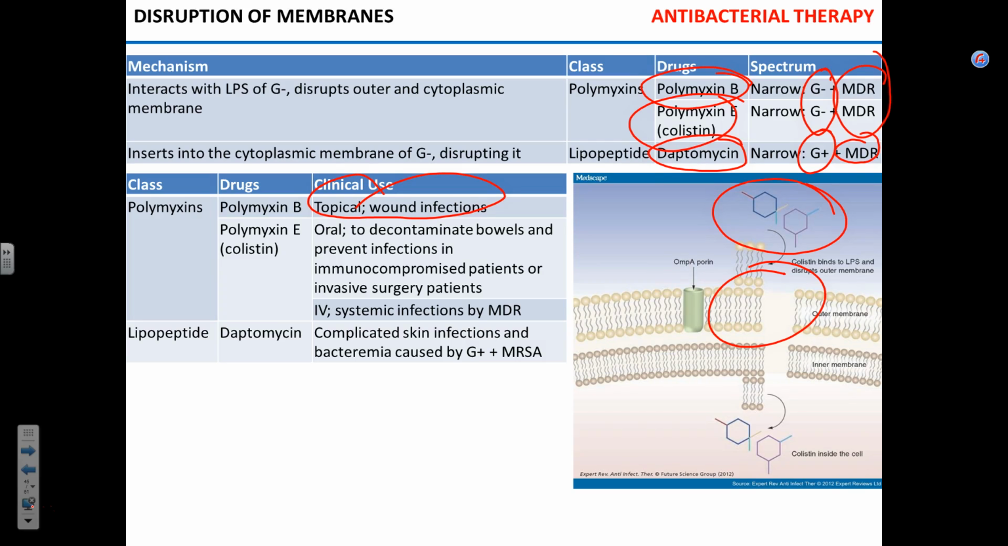Polymyxin E, bowel decontamination. So it means that it's going to sweep through the bowels, killing everything there. The patient has nothing to lose at this point. Systemic multi-drug resistant infections. So we talk about systemic infection with, I don't know, multi-drug resistant TB. Multi-drug resistant gram-negatives.